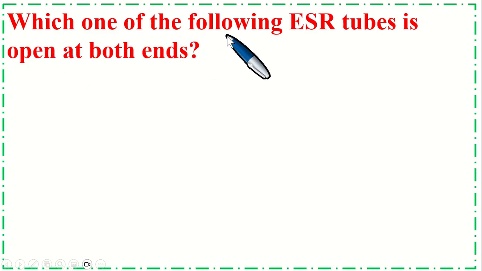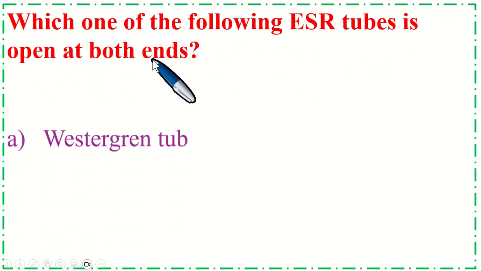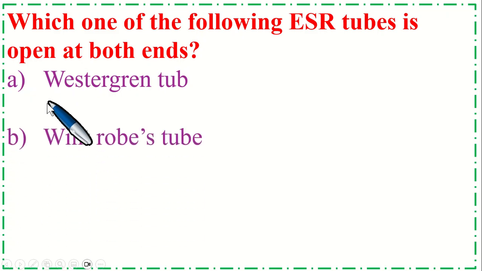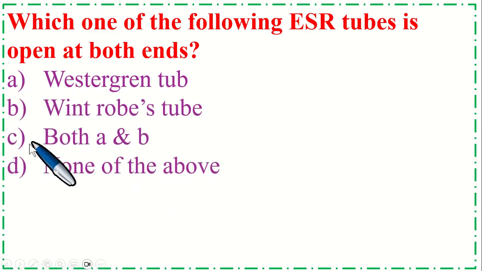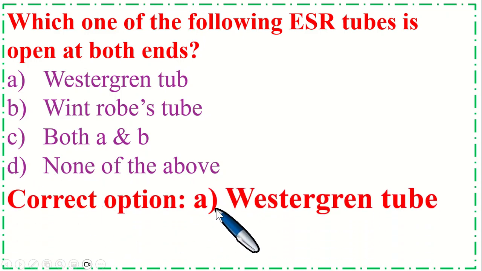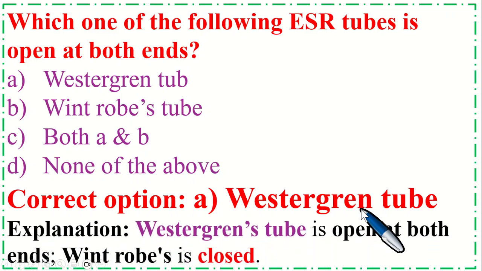So, which one of the following ESR tubes is open at both ends? Option A, Westergren tube, B, Wintrobe's tube, C, both A and B, and option D, none of the above. So the correct option is A, Westergren tube. Westergren tube is open at both ends. Wintrobe is closed.